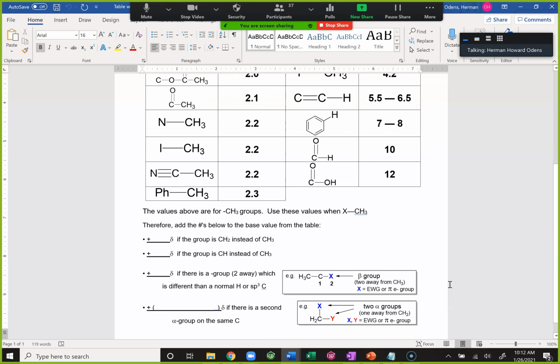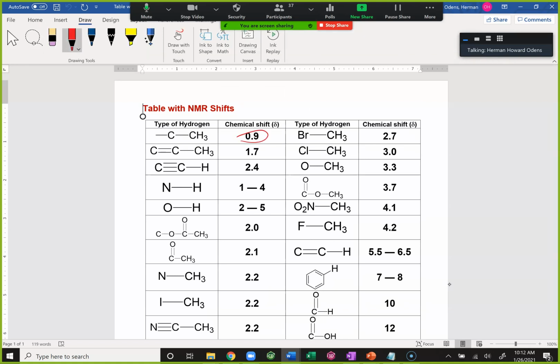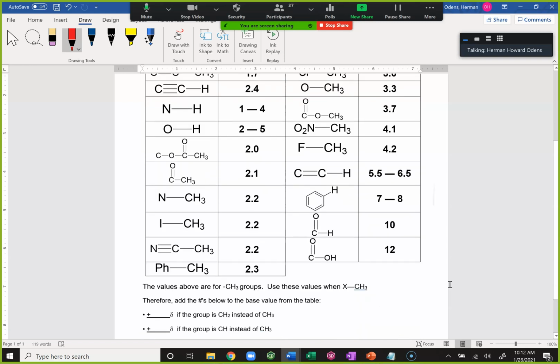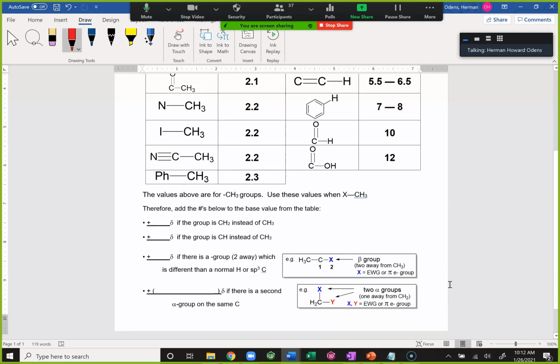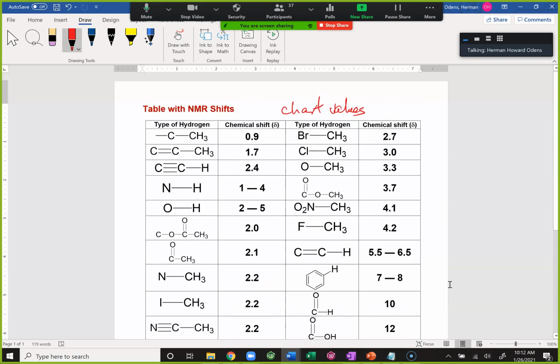So this is your baseline numbers. So for example, if you have a CH3 group attached to a C, you start off with 0.9. That is what we're gonna call chart values. All these are chart values. All right. Now, let me tell you something, guys. If you master how to use this table, this is how you're going to dissect and identify any molecule in NMR. This is it. This is the holy grail here.